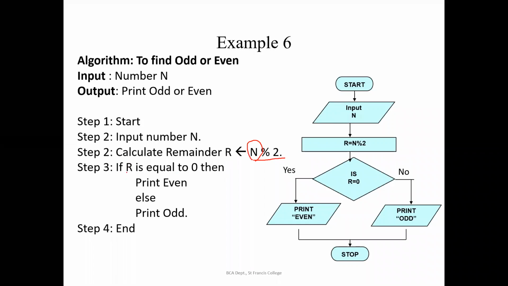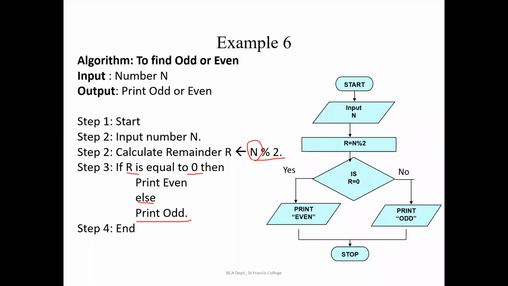So we will be checking if R is equal to 0. In our case, 39 will not give you the remainder as 0, so it will be going to the else part. Okay. So it will be printing odd. So this will be the algorithm step.